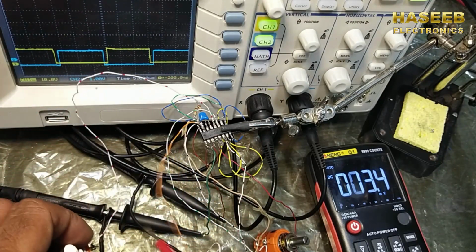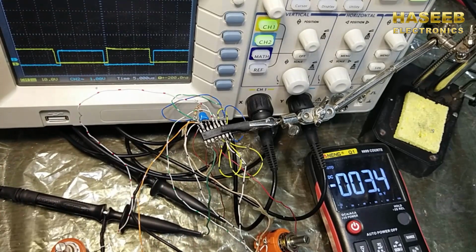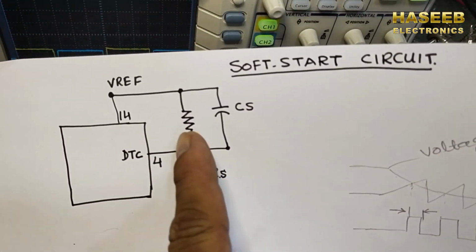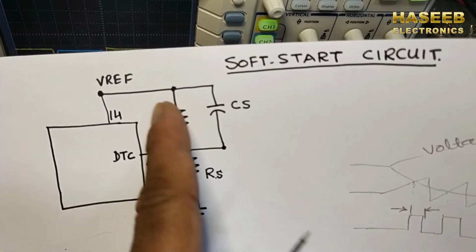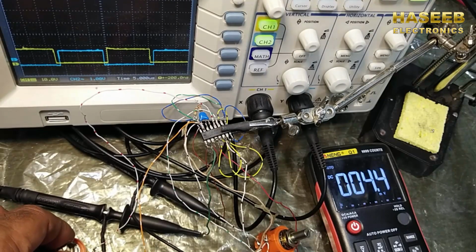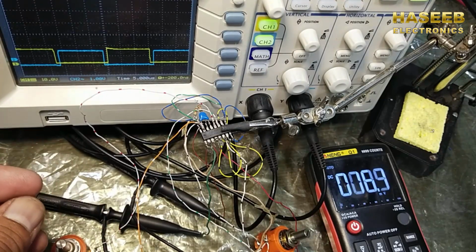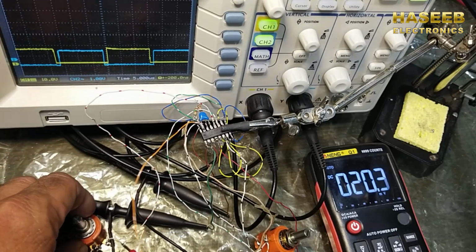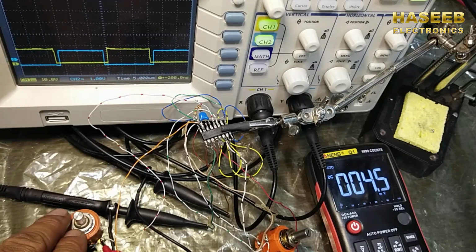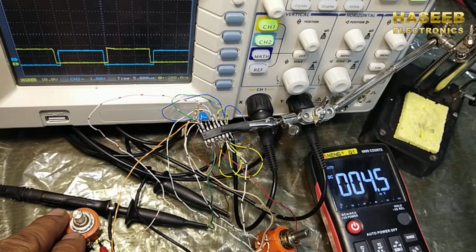It should not be less than 5k. The sum of the two resistors, RS and this one, R1, R2 or RS, must not be less than 5 kilo ohm. It should be above 5 kilo ohm. So if we connect less than 5 kilo ohm, it will cause an overload on the reference pin, because the reference pin has a very limited current.